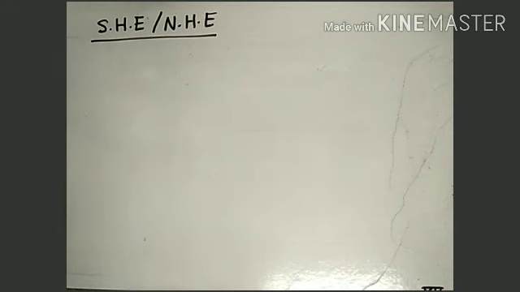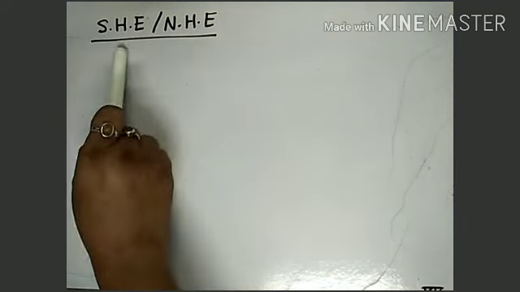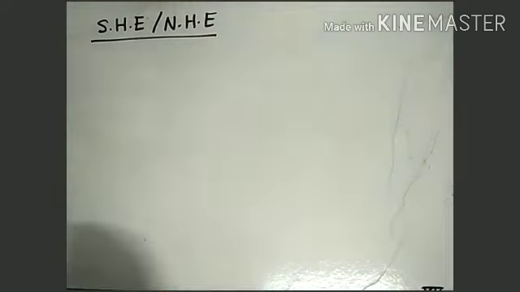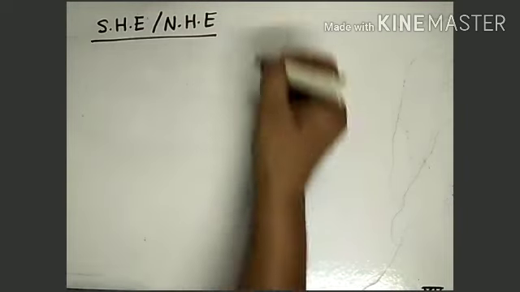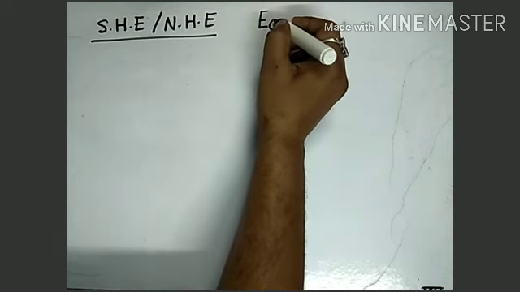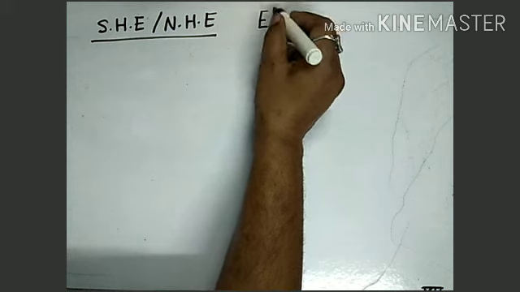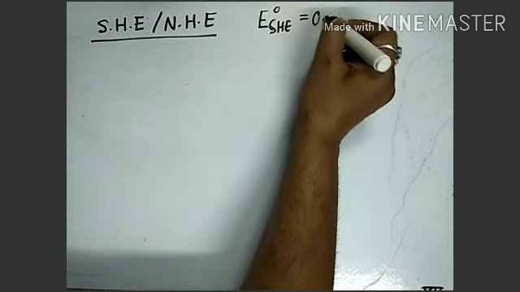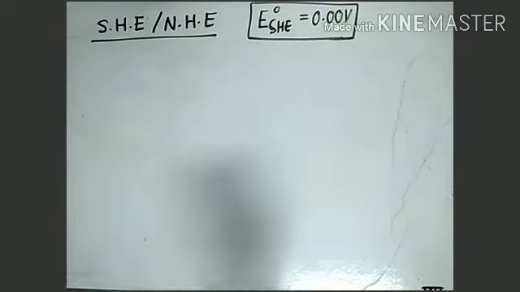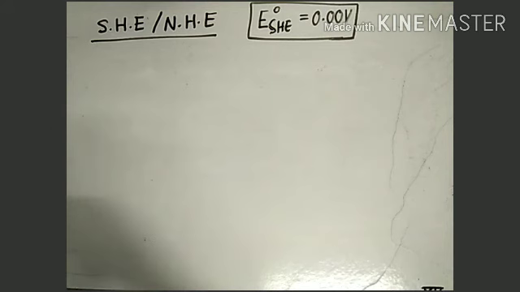I'm just again repeating that SHE is the standard hydrogen electrode and NHE is the normal hydrogen electrode, and its electrode potential value is denoted as E SHE, which is always 0.00 volt, in any case, whether an oxidation reaction is taking place or a reduction reaction is taking place at the electrode. So basically, what is the E SHE value always?